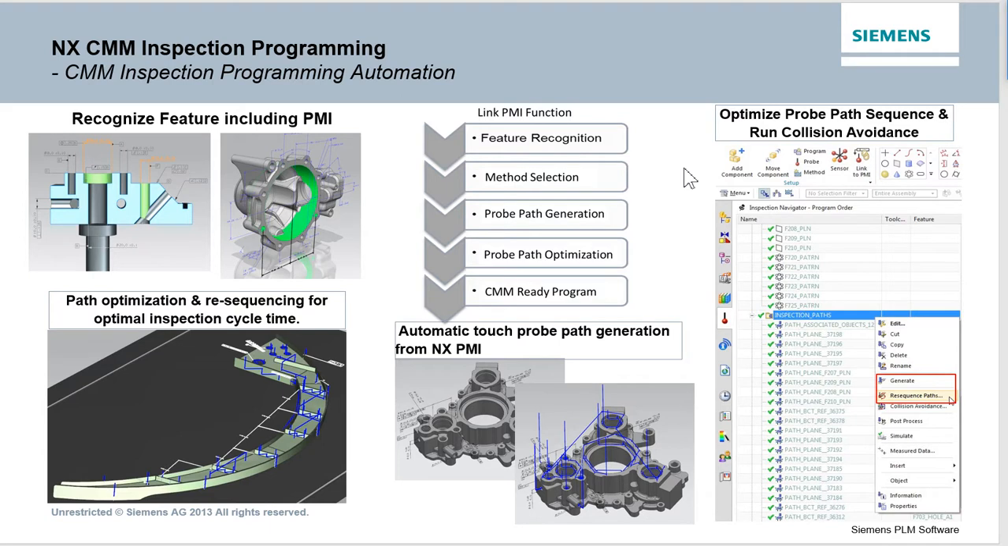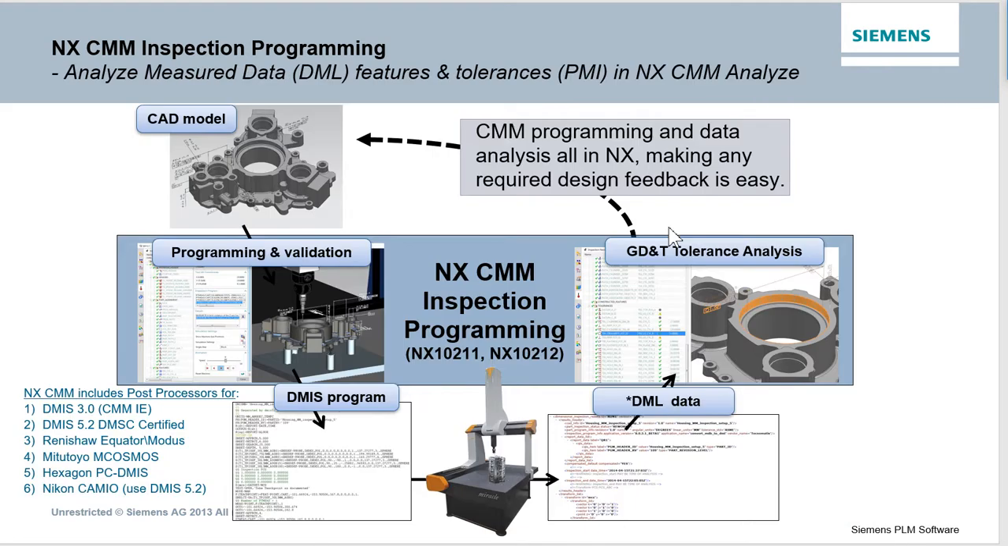In the first movie, we created a very simple inspection program using kind of a manual method. In this next movie, we're going to use some of the automation available within NX. You'll see that it will be able to automatically create inspection paths, alter those paths so that there aren't any collisions, optimize those paths so that the machine moves in a very efficient manner, and we'll show you posting out the DMIS code, for example, at the end.